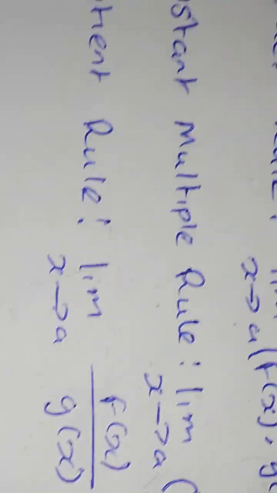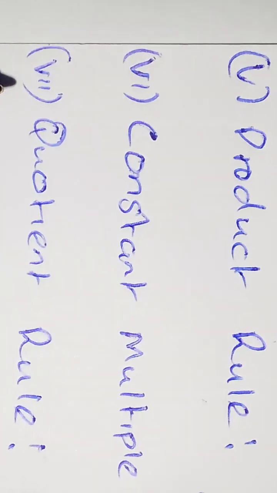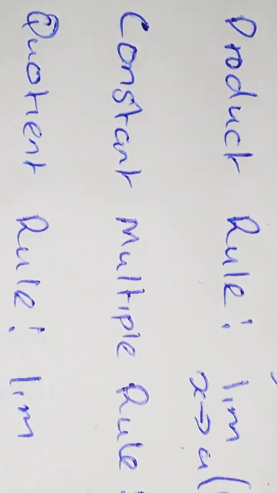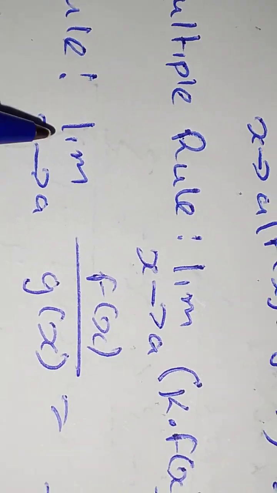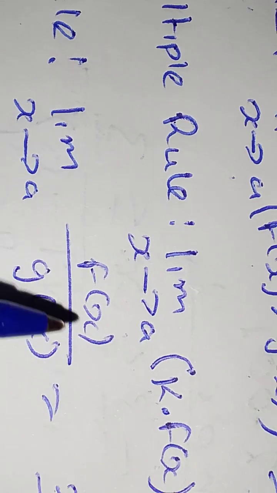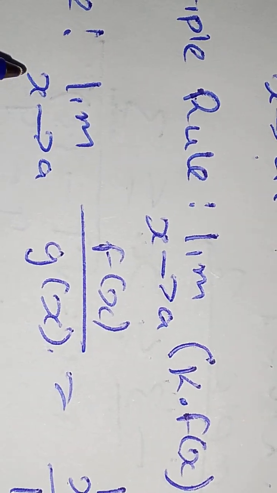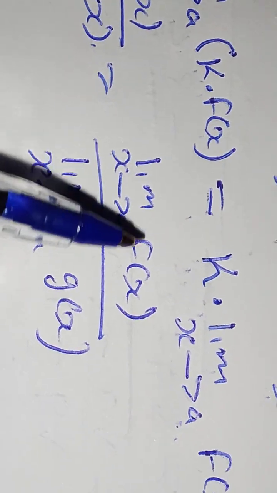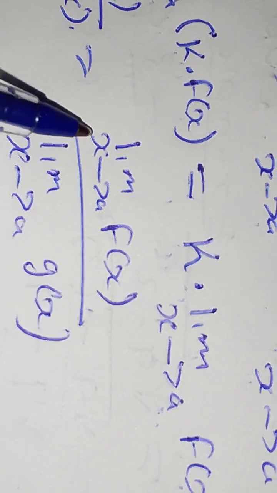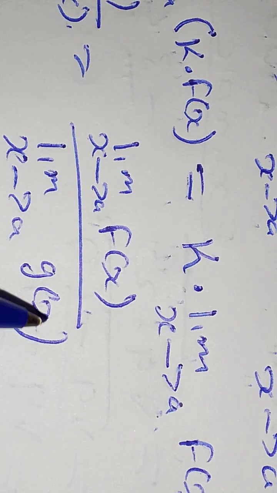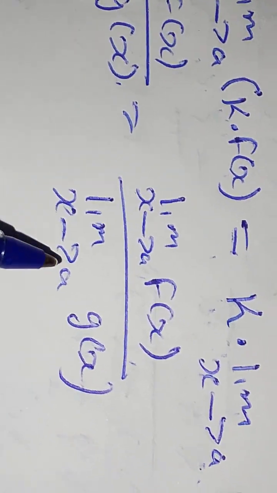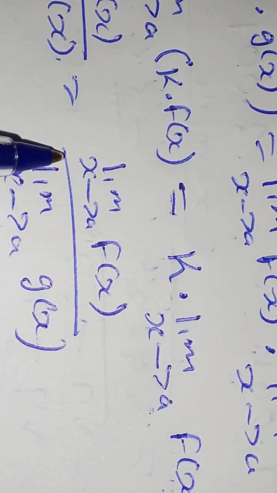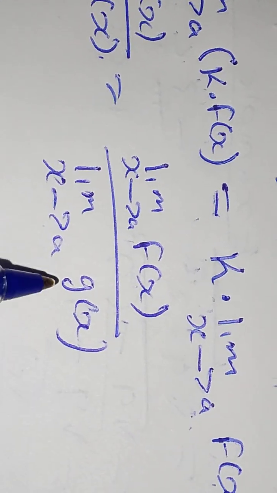Okay, let's go to our seventh and last law for today. The last one is the quotient law. For the quotient law, the limit of f of x over g of x as x approaches a is equal to the limit of f of x as x approaches a over the limit of g of x as x approaches a. So for this one, you have to find the limit of f of x, then we divide by the limit of g of x.